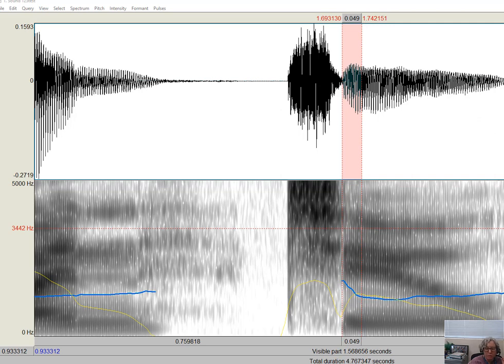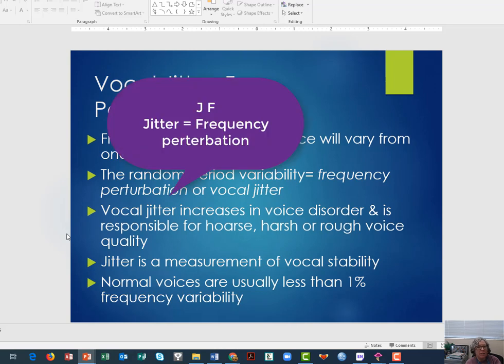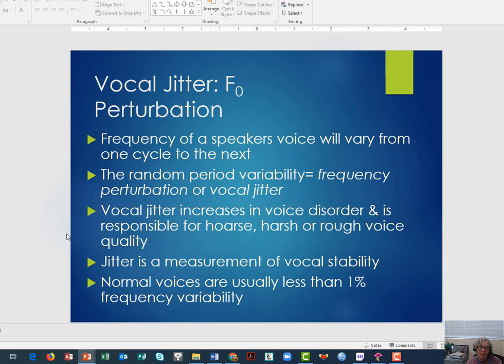We're going to return to Praat, but I want to talk a little bit about jitter and shimmer. You've heard of jitter and you've heard of shimmer. Vocal jitter, so JF, you will hopefully remember jitter is frequency perturbation, and it's fundamental frequency perturbation.